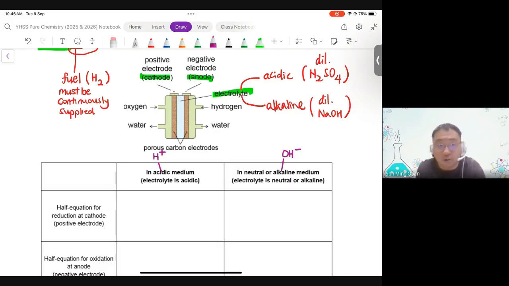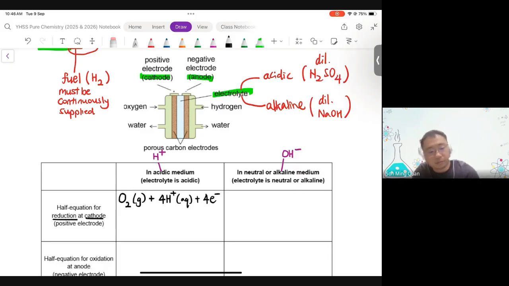And this is where your textbook makes a mistake. Your textbook actually gave the wrong half equations. So now you must fill in this table properly. Okay? Now we're just going to fill in the table together. Please follow Mr. So. The first one, cathode reduction. What's reduced is oxygen gas. Okay, so that's the first half equation.